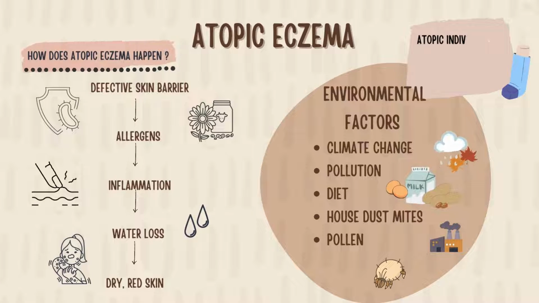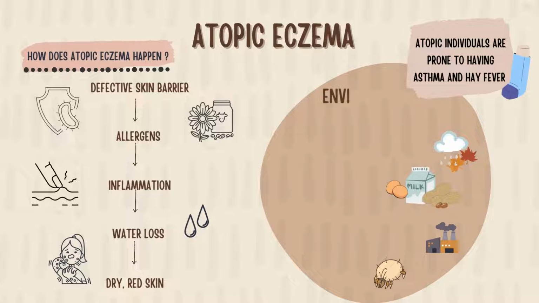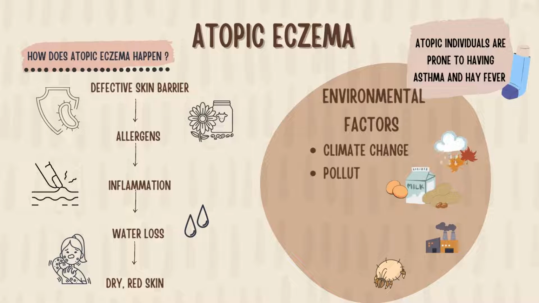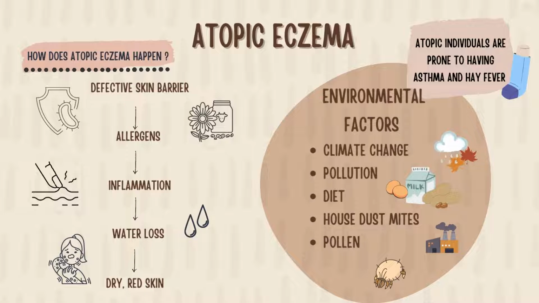Atopy refers to a person's tendency to develop allergic conditions such as asthma and hay fever. It is influenced by genetic factors and environmental factors such as changes in climate, pollution, diet like eggs, milk, and peanuts, house dust mites, and pollen. Atopic dermatitis, also known as atopic eczema, the most common type of eczema, is a complex chronic inflammatory skin condition that results from an overactive immune system and defective skin barrier, resulting in dry, itchy, inflamed, and rough skin.